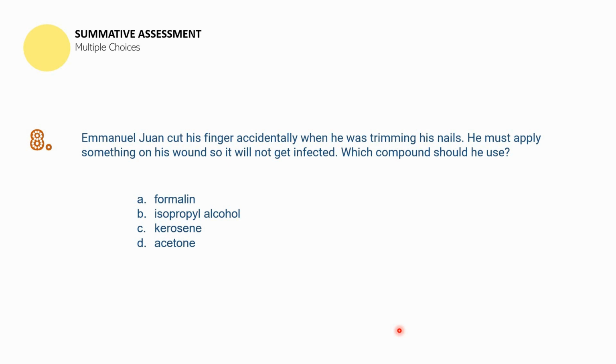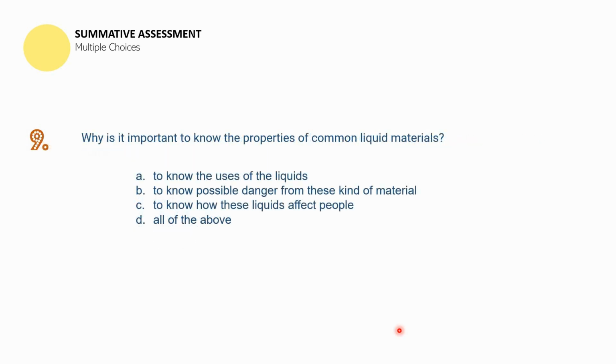If you have decided to continue, let us proceed with question number 9. I'm so sorry. Question number 9. Why is it important to know the properties of common liquid materials? A. To know the uses of the liquids. B. To know possible danger from these kinds of material. And C. To know how these liquids affect people. And D. All of the above. Pause this video if you need more time.